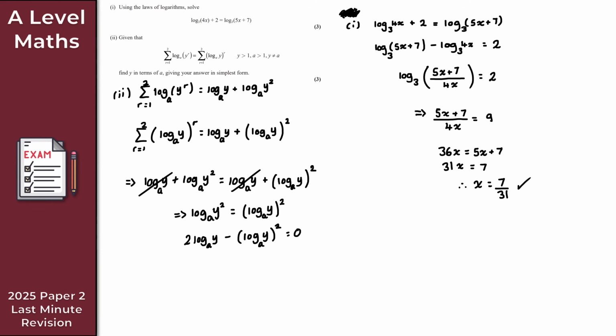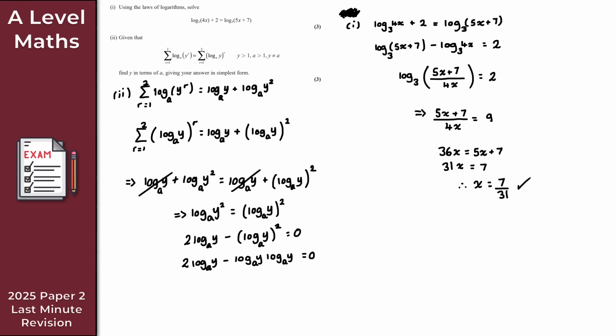Now at this point, what I think is probably easiest is if I change this log y base a all squared and write that as an actual product. So what I've got is 2 log y base a, minus log y base a, times by itself again, right? That's all this squared here is telling us. So we're going to have also got log y base a, and this is equal to 0. Now, at this point we want to find y in terms of a.